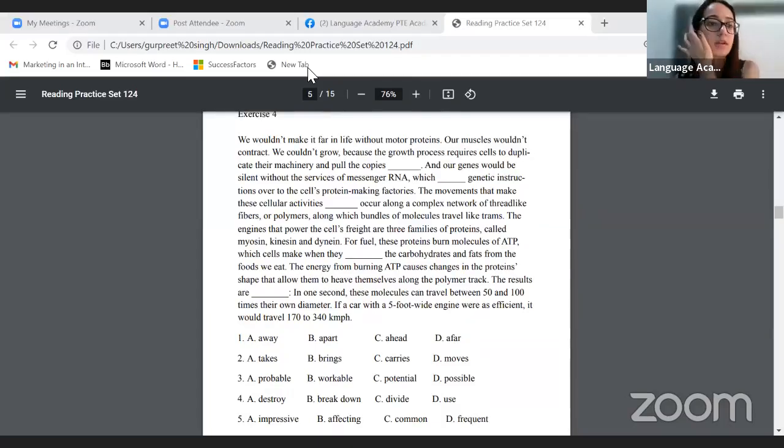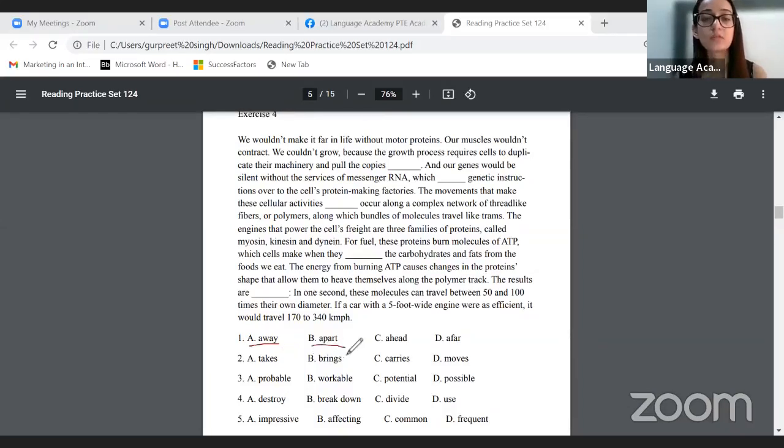Okay, should be done. Let's discuss the answers. Lots of things to learn in this question as well. We wouldn't make it far in life without motor proteins. Our muscles wouldn't contract, we couldn't grow, because the growth process requires cells to duplicate their machinery and pull the copies dash. Looking at the options, pull away is a collocation. Pull away means to withdraw from something. You can please note it down. Pull away means to withdraw.